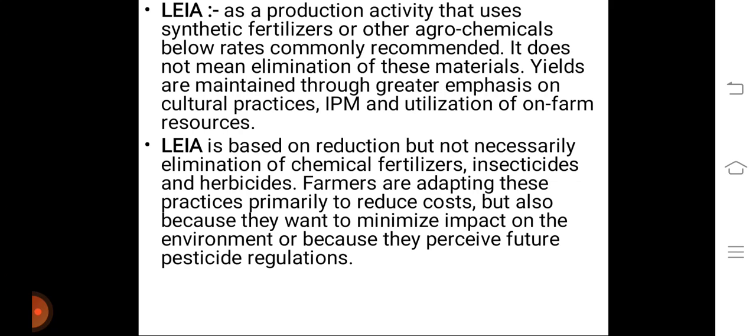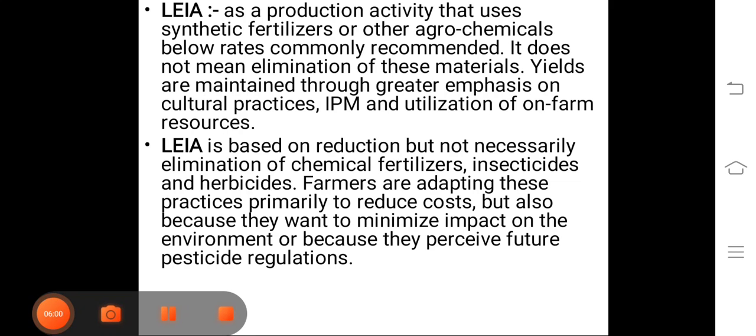Farmers are adopting the practices primarily to reduce cost but also because they want to minimize impact on the environment or balance, or because of preserving against future pesticide regulations. So these are all included in high external input agriculture and low external input agriculture.